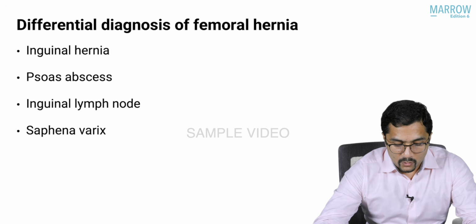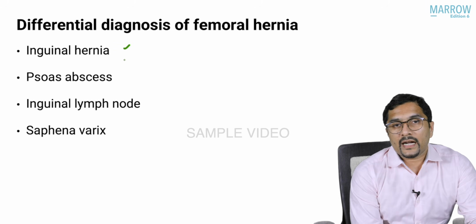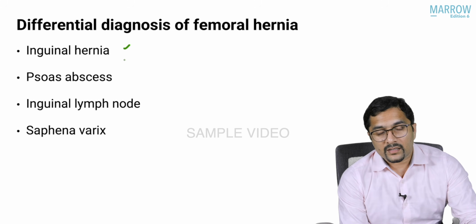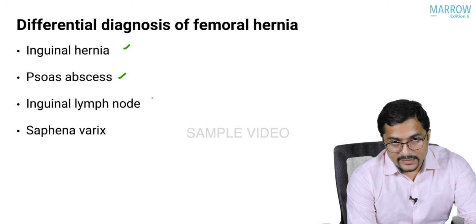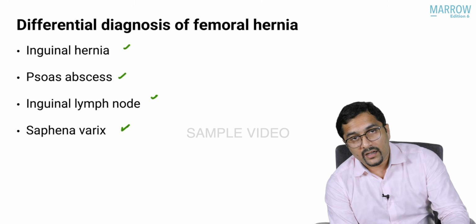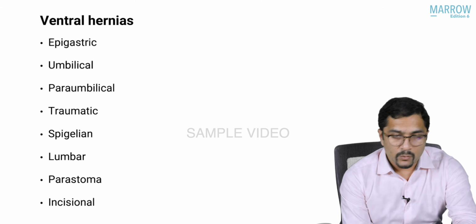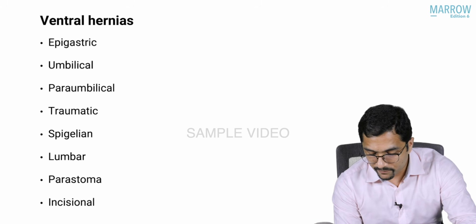Differential diagnosis of femoral hernias: inguinal hernia can be there. I've told you how we differentiate it: femoral hernias are below and lateral to the pubic tubercle, whereas inguinal hernias are above and medial to the pubic tubercle. You can have a psoas abscess, and an inguinal lymph node or saphena varix can also be there. The management of femoral hernias, again, is laparoscopic repair with placement of a mesh.